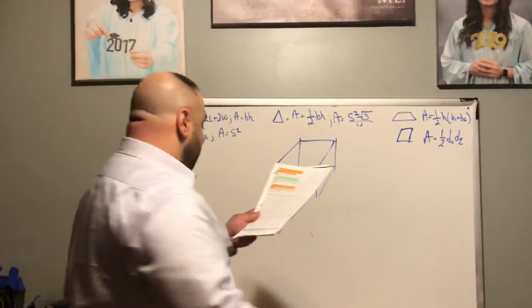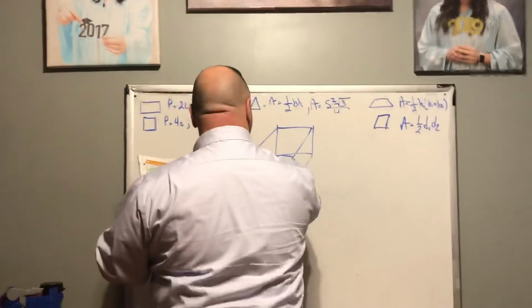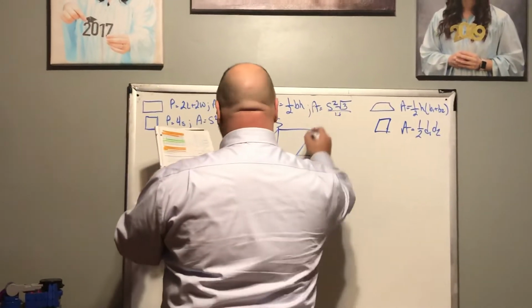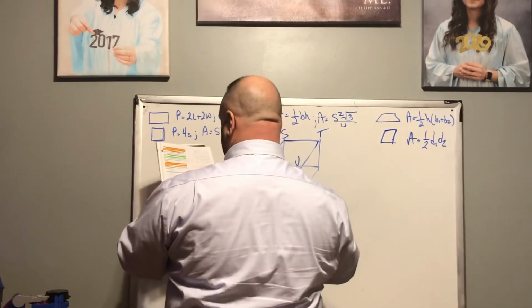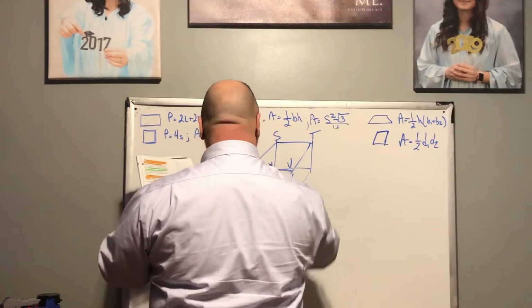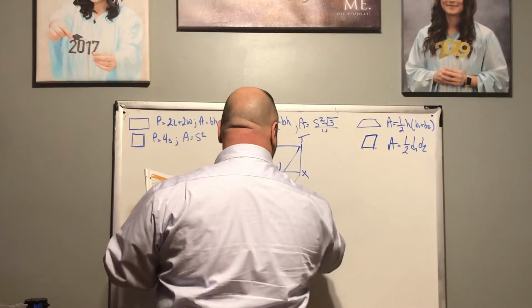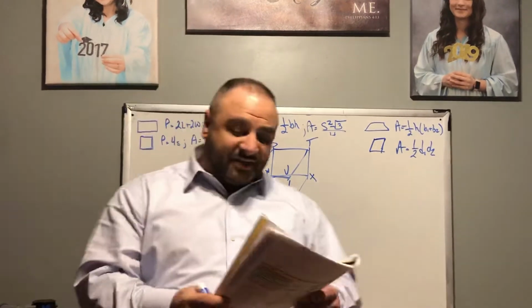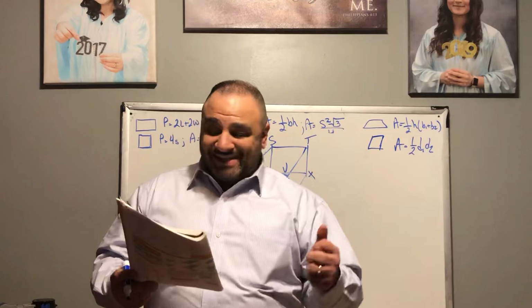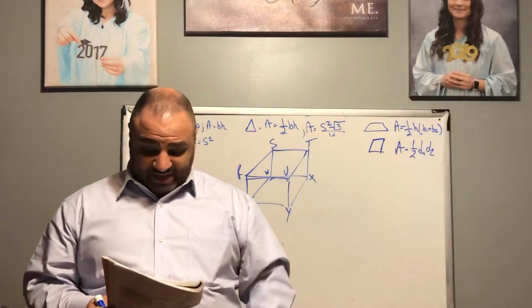Okay, so we call this, let's write my letters here. So R, S, T, U, V, W, X, Y. All right, so name the type of prism, the bases, and the lateral faces of each polyhedron.